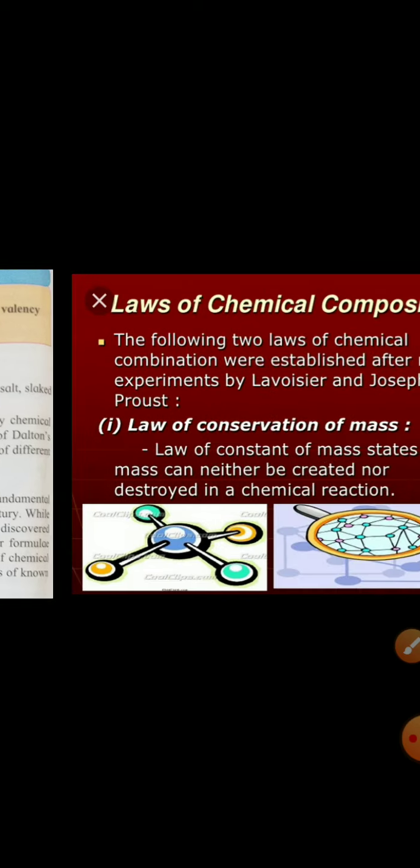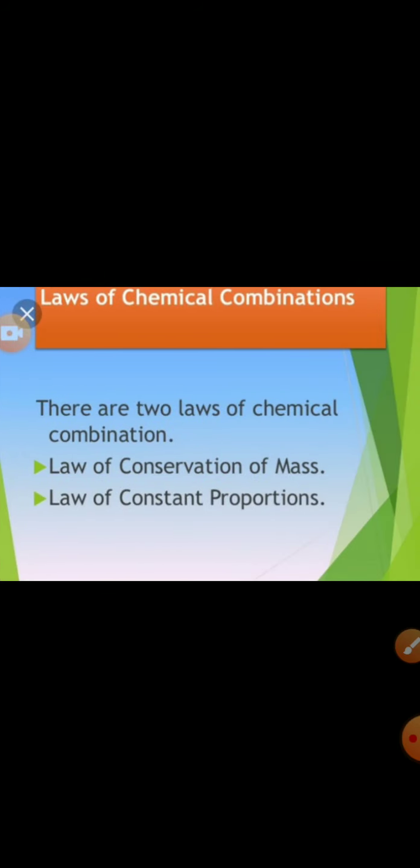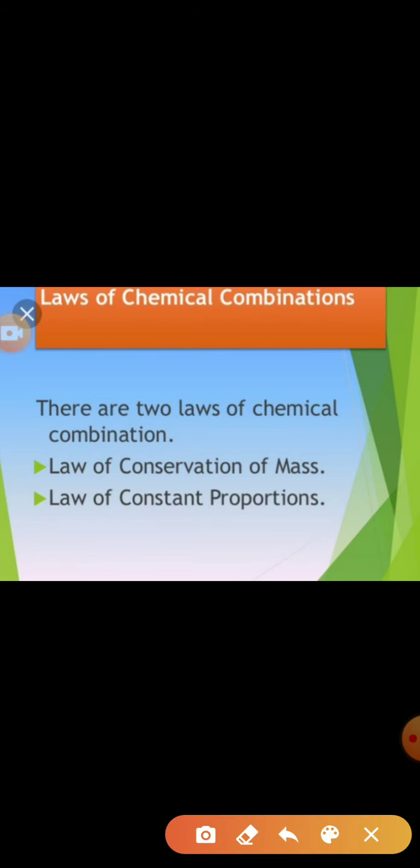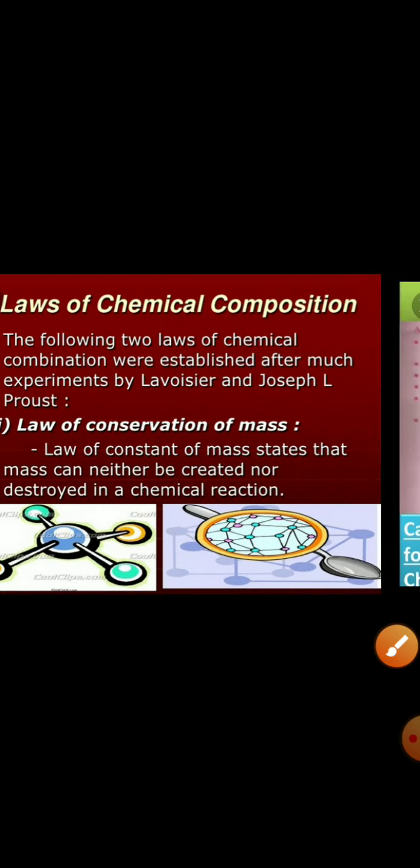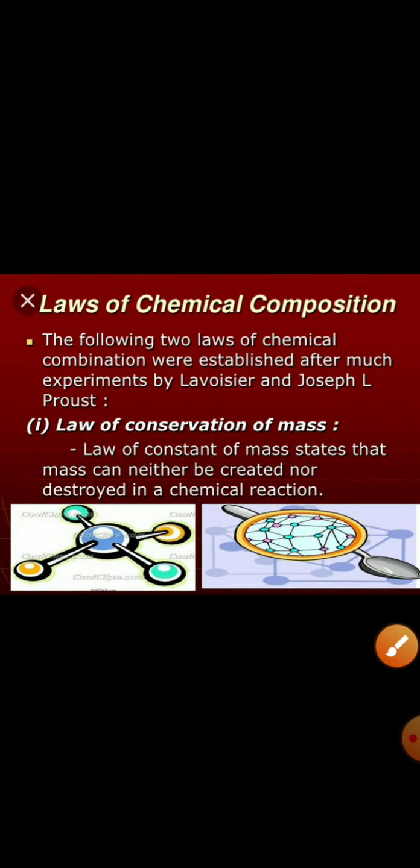Here in this lesson, we'll study two laws of chemical combination: the law of conservation of mass, and second, the law of constant proportion. So very first, today we'll see the law of conservation of mass, and then in the second video we'll study the law of constant proportion. So what is the law of conservation of matter or mass? The law of constant proportion is the second law.